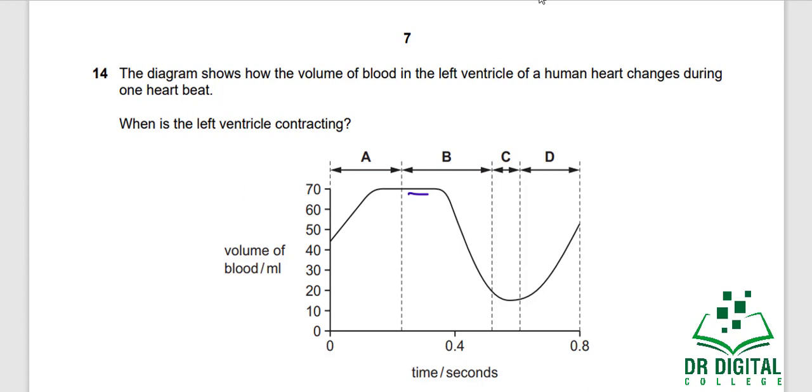Okay. In the C, it is continuously decreasing and then increasing. So we cannot say that it is only contraction. So we can say up to here it can be contraction, then it will be relaxation. So C cannot be the answer. So is in the D. In D, volume is increasing, means it's relaxing, blood is coming into it. So the answer for this question is B.